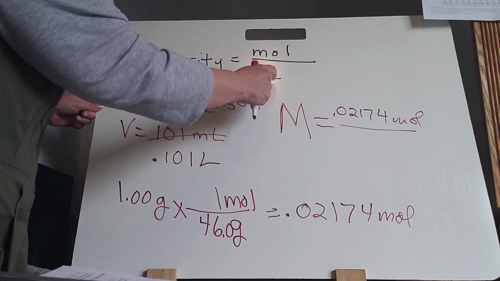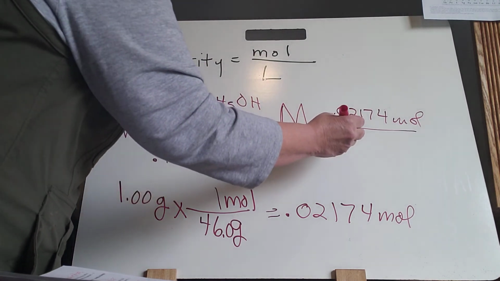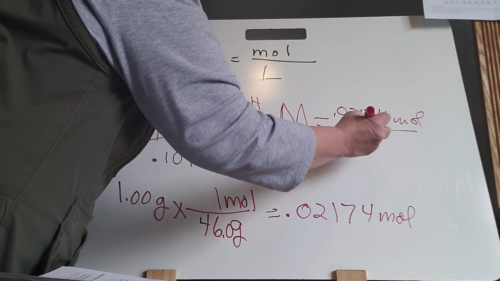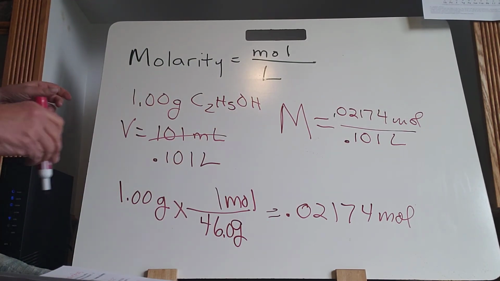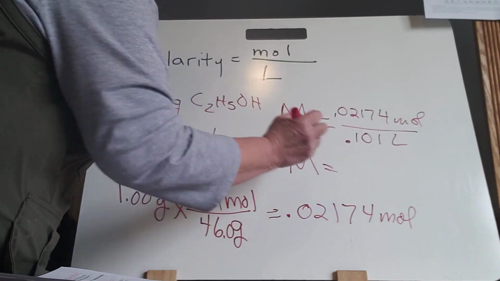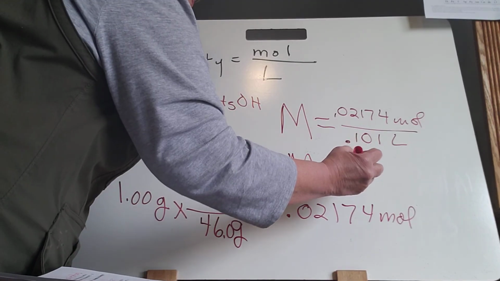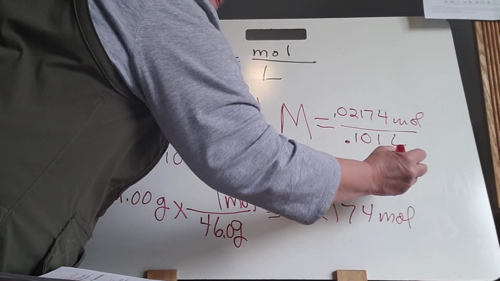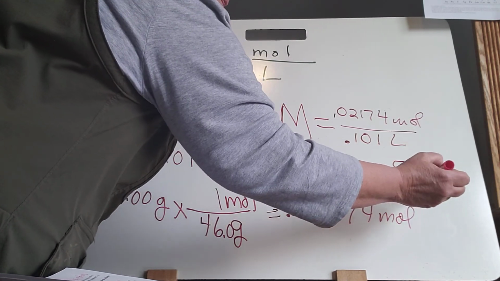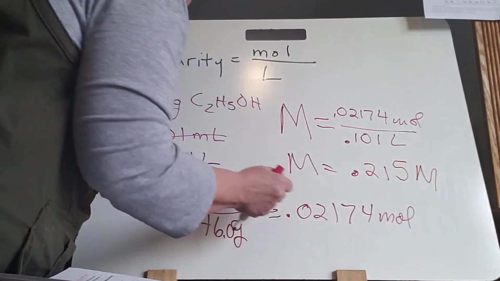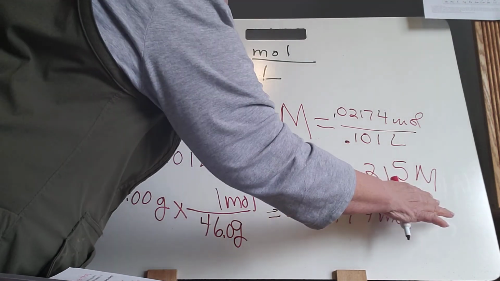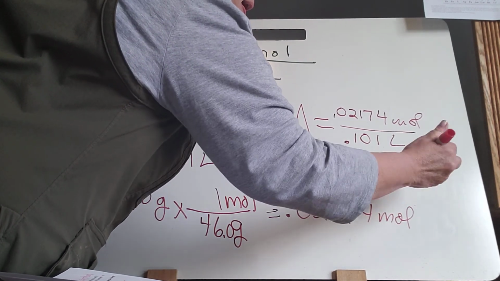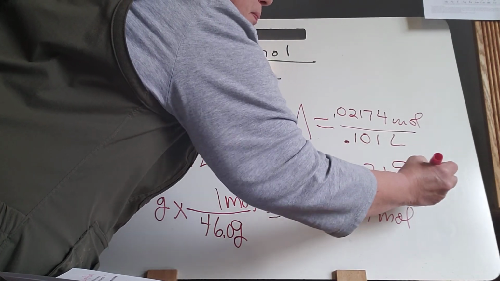And then liters are on the bottom. We got our liters here, 0.101 liters. We divide that out. Our molarity equals 0.215 molar, or moles per liter. We could say that either way, moles, molarity, or moles per liter.